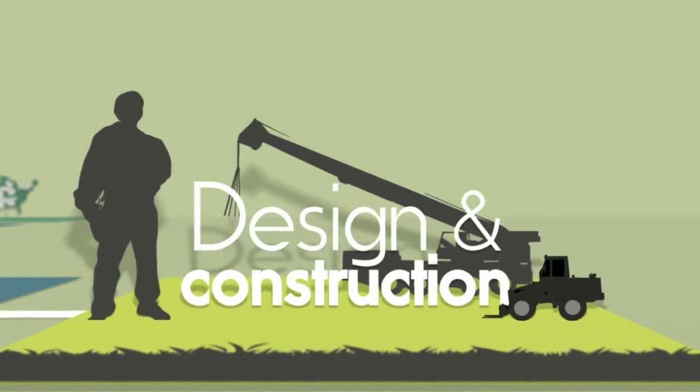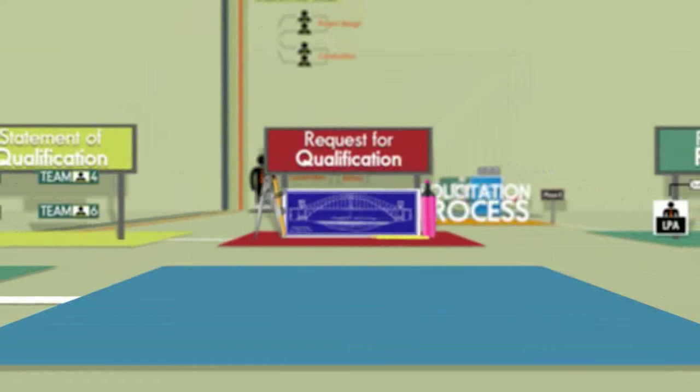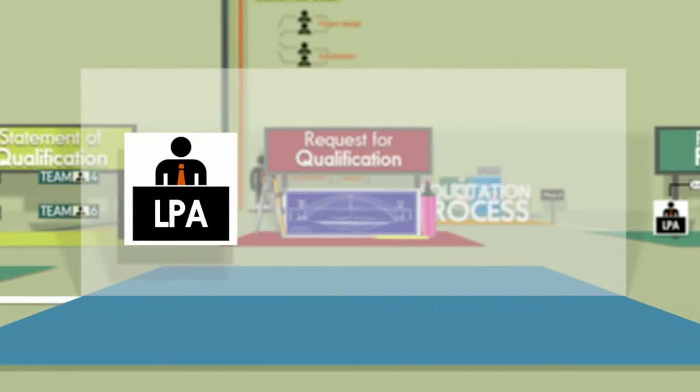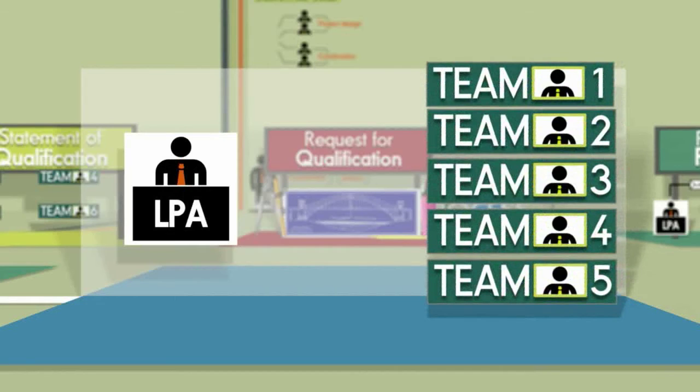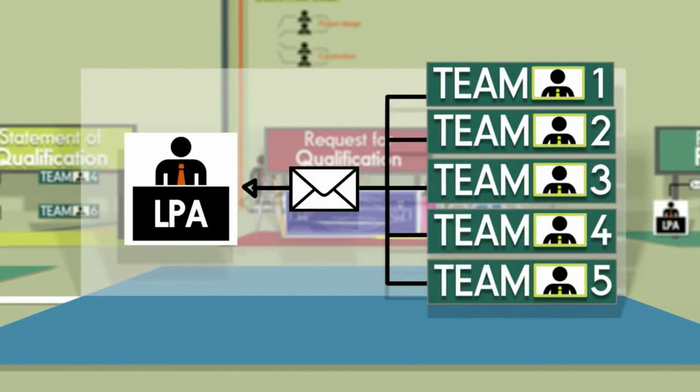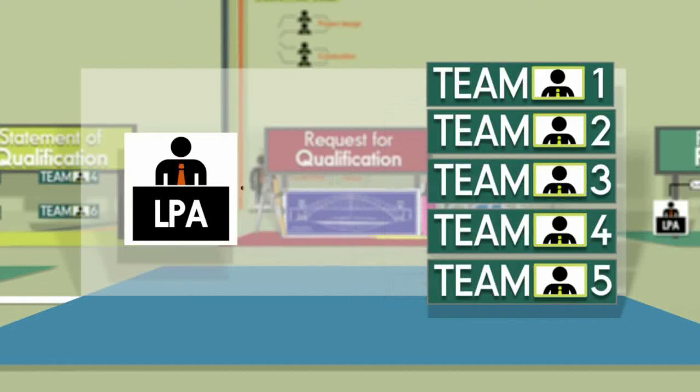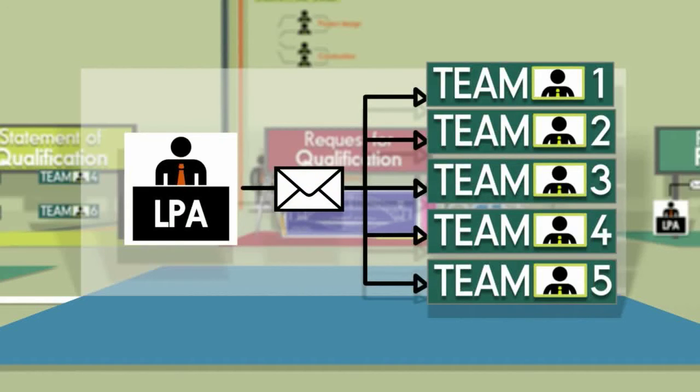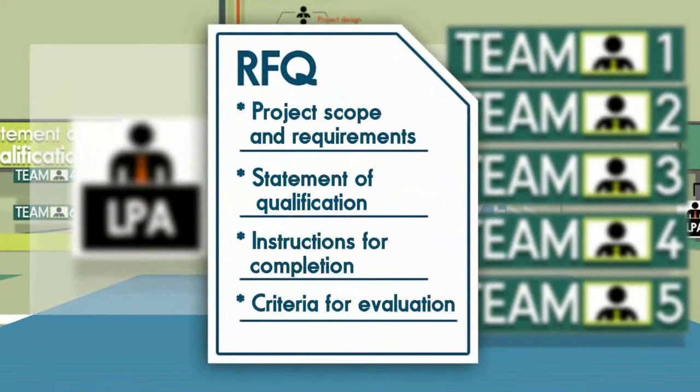Now that we have seen the key steps, let's look at an example to see how we can apply the process. During Phase 1, our LPA, called Hometown LPA, solicits letters of interest from prospective companies. Hometown then develops and issues a Request for Qualifications, or RFQ, to the teams that responded. The RFQ contains the description of the project scope and required work, a statement of qualification, instructions for completing the application and forms, and criteria for how the responses will be evaluated and scored.